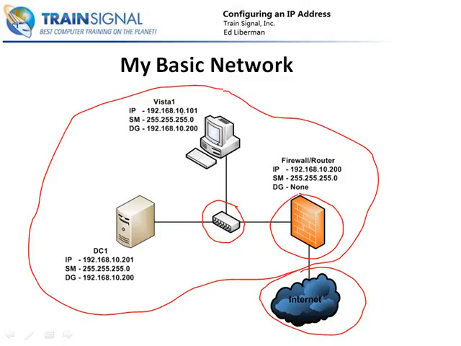So if we take a look at this client right up here, Vista 1, you'll see there's an IP address of 192.168.10.101. And it has a subnet mask of 255.255.255.0, defining that the network ID that we're on is 192.168.10. And my computer's unique identifier is 101.